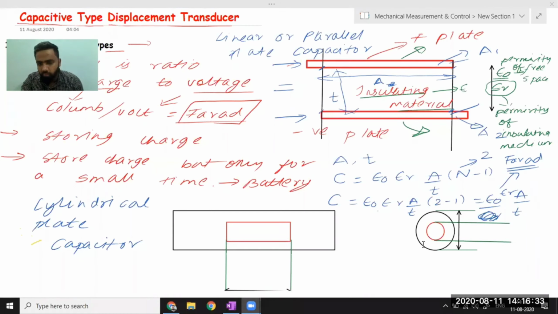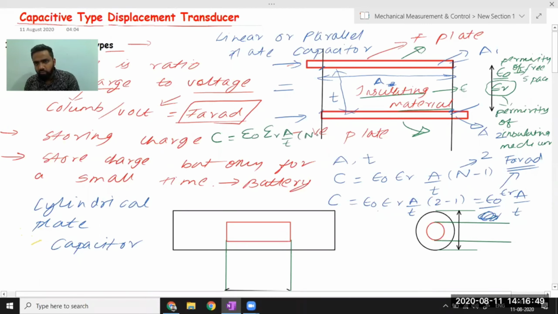Okay, I'll just put the formula once again for you. Capacitance is epsilon naught into epsilon r A by T into n minus 1. This is only for the parallel type capacitor. So what do you mean by epsilon naught? Epsilon naught is the constant of permittivity of free space. Epsilon r is the permittivity of dielectric medium.